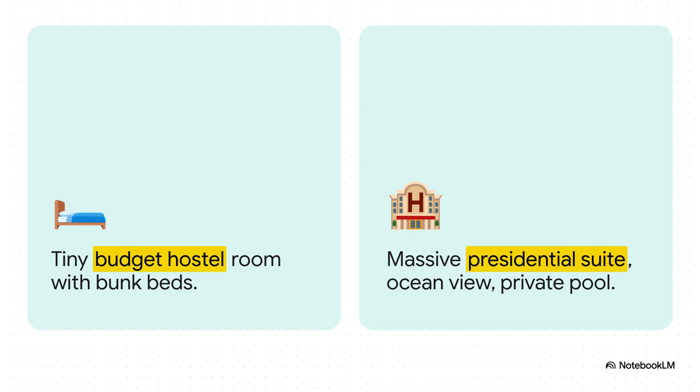Transitioning to lodging, we see a tiny budget hostel room with bunk beds. Compare this immediately to a massive presidential suite, complete with an ocean view, marble floors, and a private pool. Now, what's really interesting here is the prompt deliberately calls for a cinematic reveal shot for the luxury suite. It's completely designed to create a stark visual shock, contrasting those cramped, realistic bunk beds directly with sweeping, expansive marble floors.